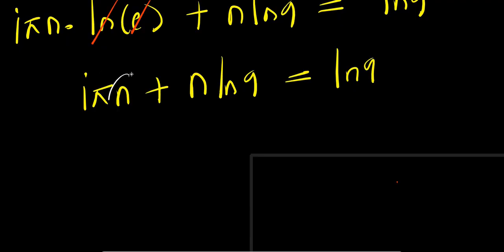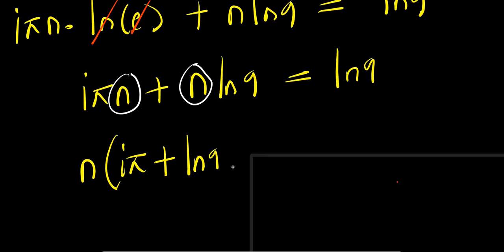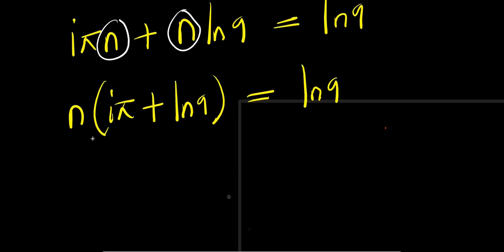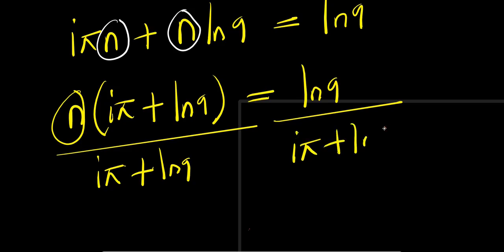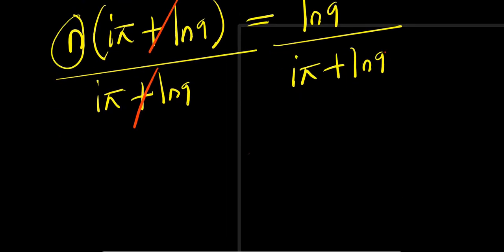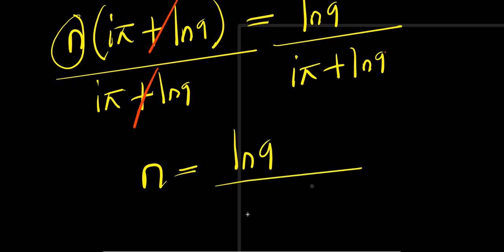So right here, there's n, we can factor that out. n times i times pi plus natural log 9 equals natural log 9. Isolating n by dividing both sides by i times pi plus natural log 9, this eliminates this. So I simply have n equals natural log 9 divided by i times pi plus natural log 9.